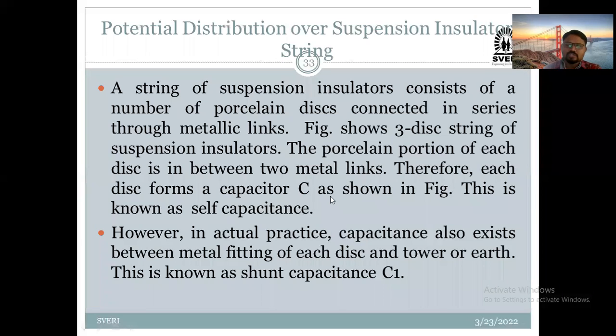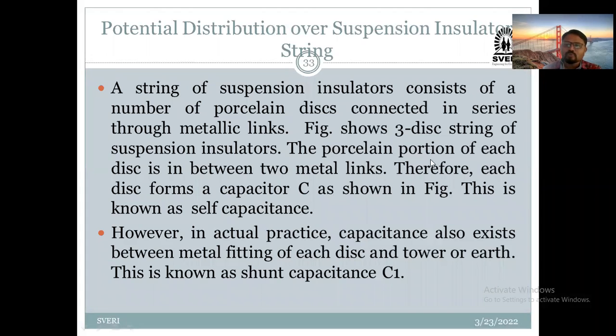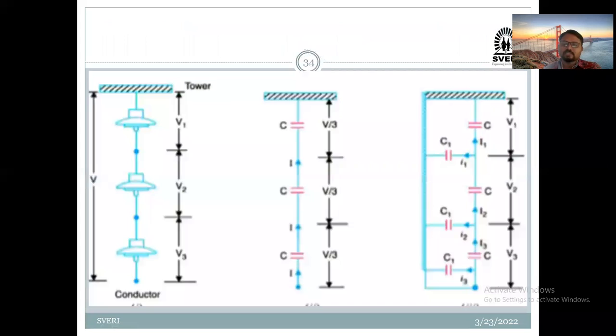Okay. So see, as you know this is the disc of the insulator, which is connected in a series with the help of this particular metal link. Okay, so due to that, what happened? See here, whatever the porcelain portion of each disc that is in between these two metallic links, due to that there is a formation of a capacitance, which is known as nothing but the self capacitance. Now see here, consider this disc.